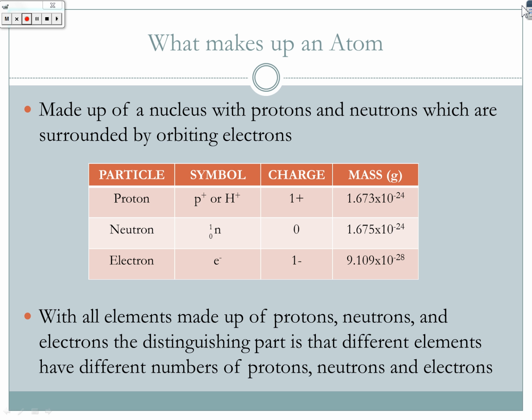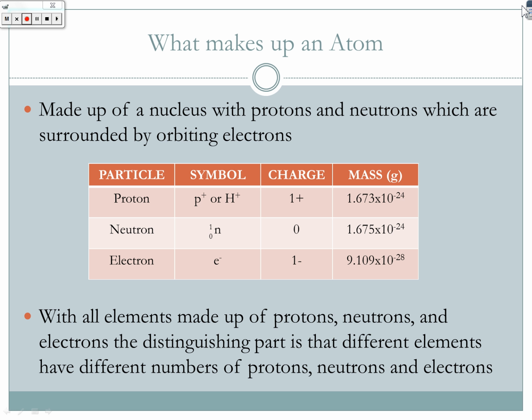A proton is typically symbolized by a P with a plus sign, or a hydrogen, because a hydrogen is merely just one proton. It has a charge of 1 plus and a mass of 1.673 times 10 to the negative 24 grams. A neutron, found with the symbol of N with 1 0 next to it, has a charge of 0, it is neutrally charged, and a mass of 1.675 times 10 to the negative 24 grams.